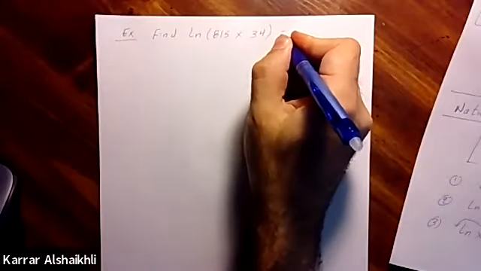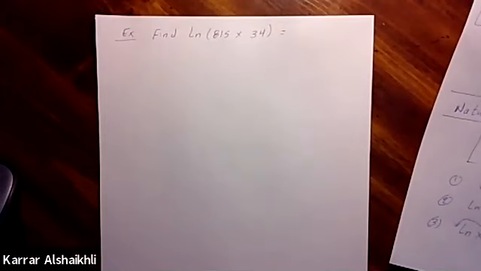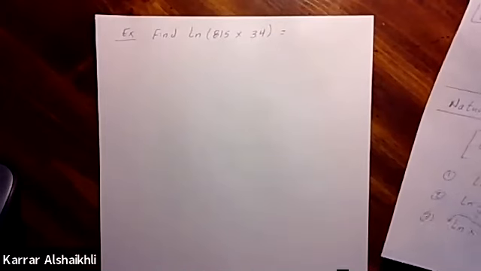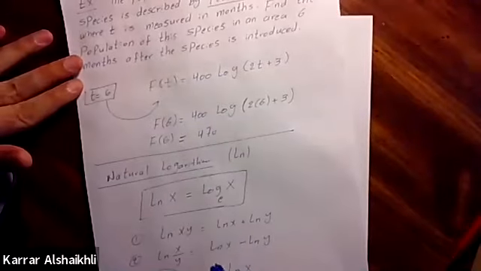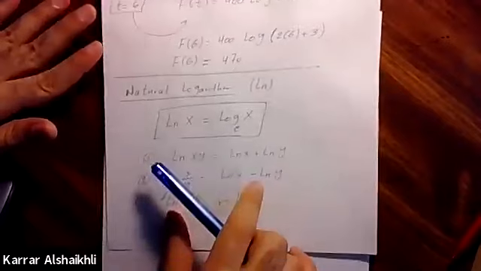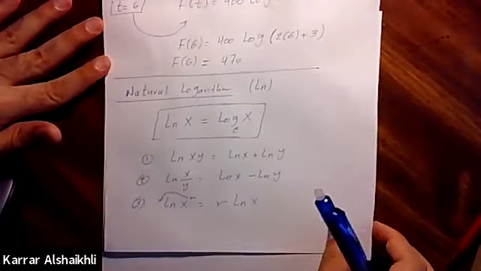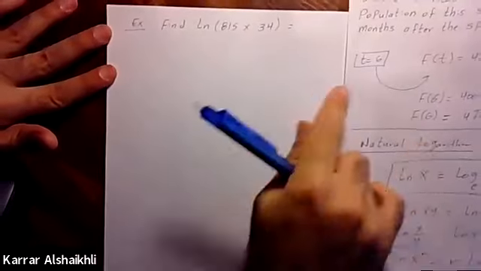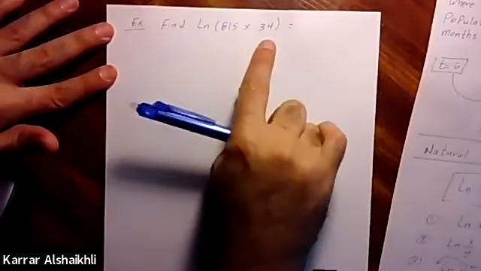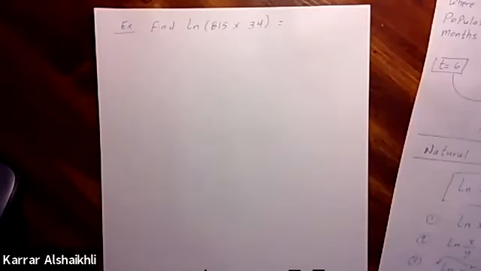So you don't have to confuse yourself. You can use the calculator, or you can use one of these rules. If you have ln of a multiplication between two numbers, you can say ln of the first number plus ln of the second number. So you have two options to find the solution for this example. You can just plug in the calculator, ln of the multiplication between these two numbers.